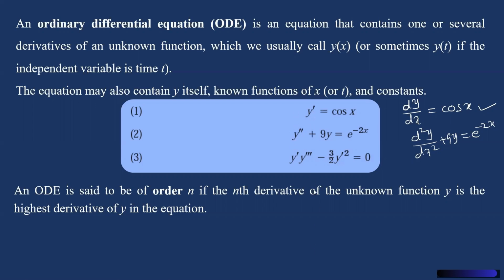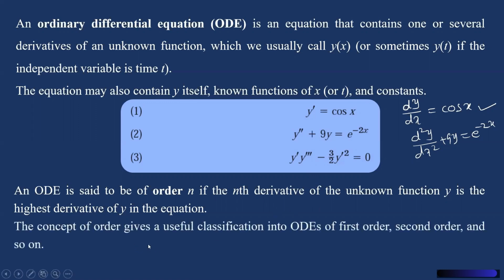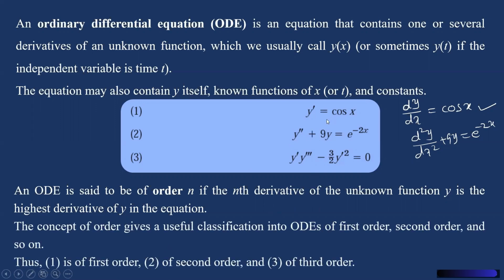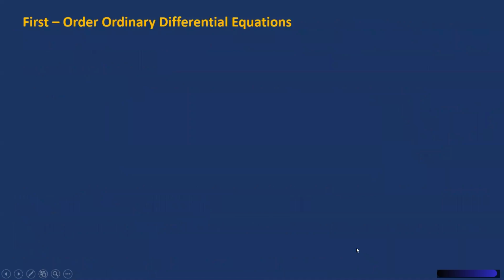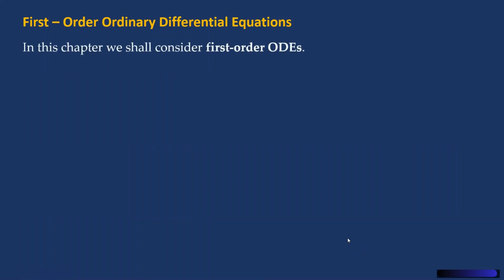Now see, if you look at these three differential equations, the first one is a first order differential equation, the second one is a second order differential equation, and the third is a third order differential equation. And this concept of order gives us a useful classification into ODEs of first order, second order, and so on, right? But though there are different orders of ordinary differential equations, our discussion will be completely on only first order ordinary differential equations for now, right? So what is a first order ordinary differential equation? You understood now. When it is a first order ordinary differential equation, right?